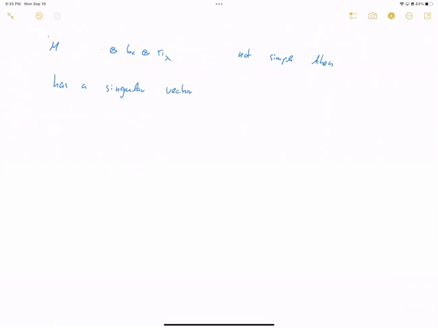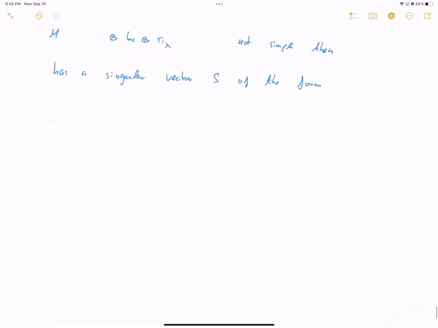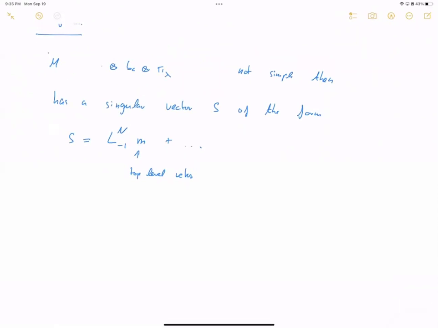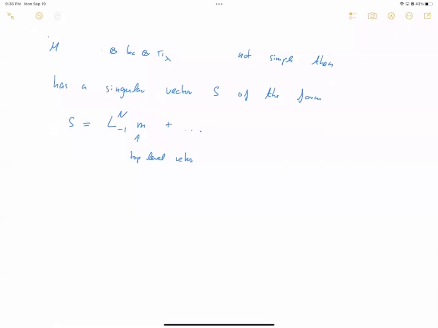So let's call this singular vector S. And one knows how the singular vectors of the Virasoro algebra look like. They are of the form S is equal to L minus 1 to some power n acting on the top level vector, plus additional stuff. So here M is a highest weight module generated by a top level vector.